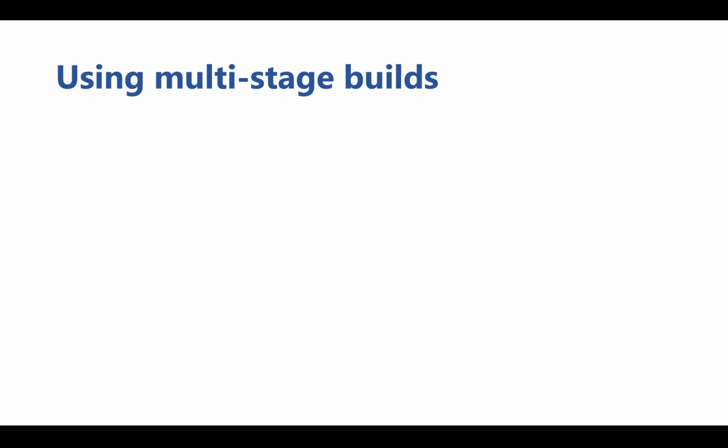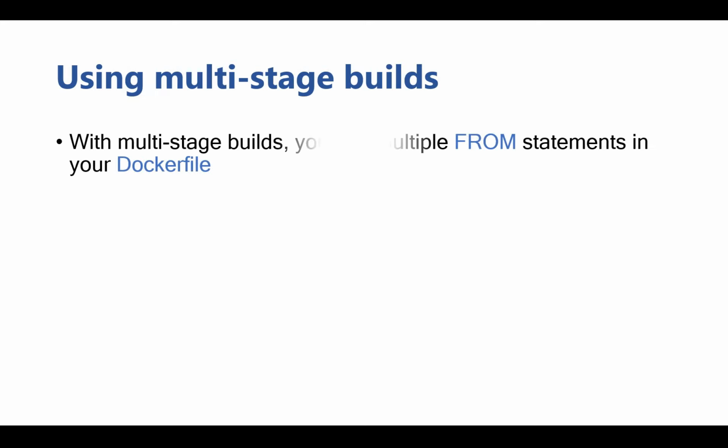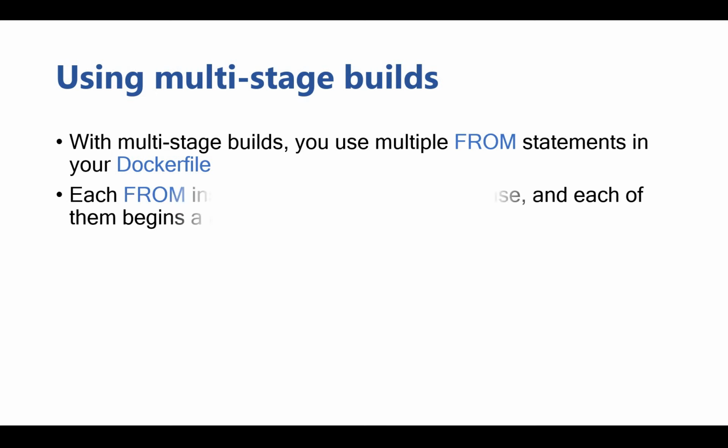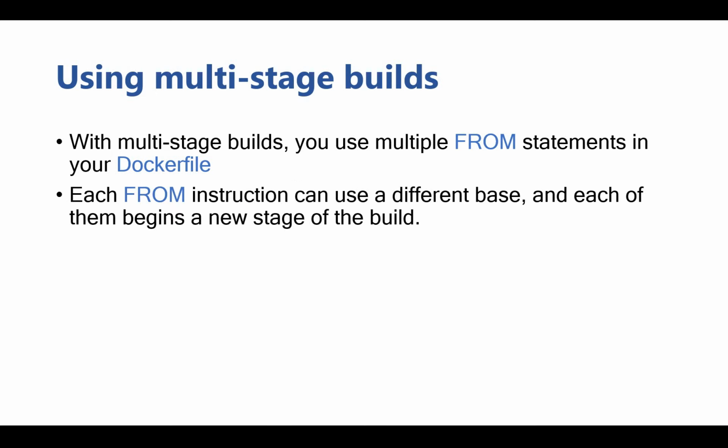That is where the benefit of using a multi-stage Docker build helps. With a multi-stage Docker build, you can use multiple FROM statements in a Docker file. We will see how that is done. Each FROM instruction can use a different base image. It doesn't mean it has to be only the same base image. It can be a different base image, and each of them begins a new stage of the build.